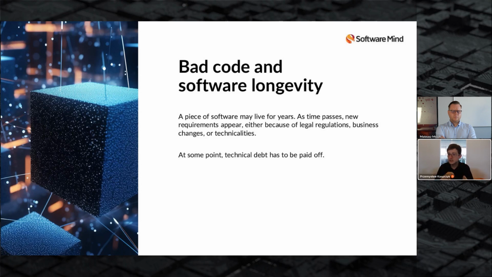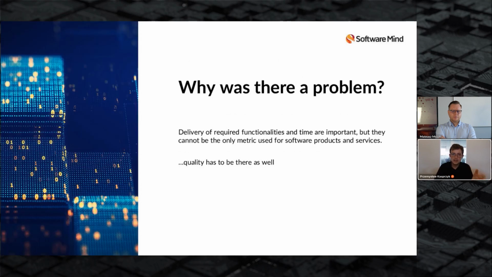Let's consider another scenario. We estimate time to deliver some kind of feature to our application. Let's say we estimate the time to be 2 weeks, and the actual time takes twice as long as expected. Why? Because bad code can create surprises down the line that we just cannot predict. Why was there a problem to begin with?